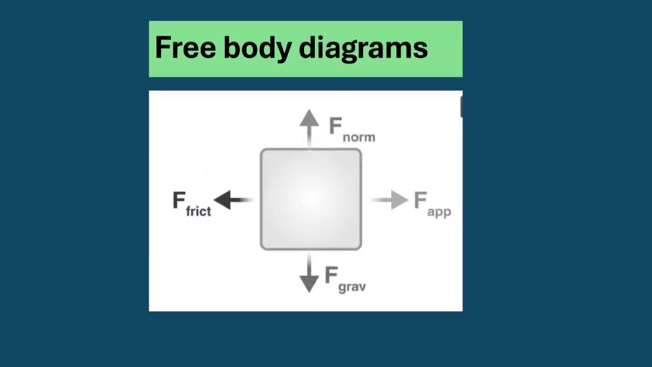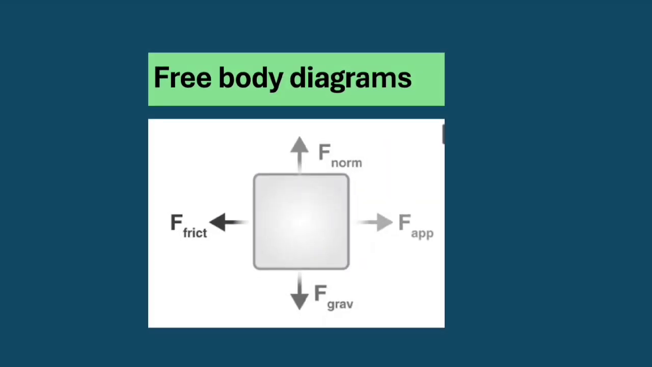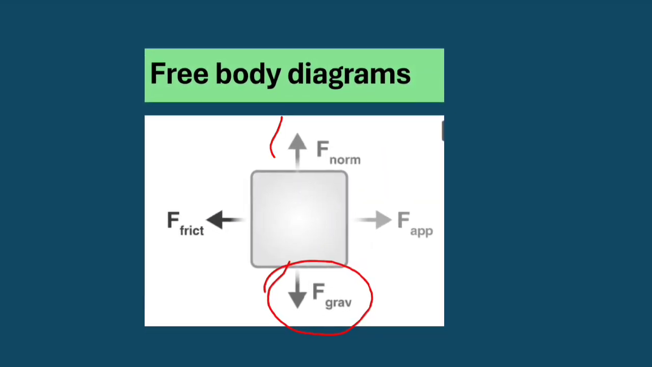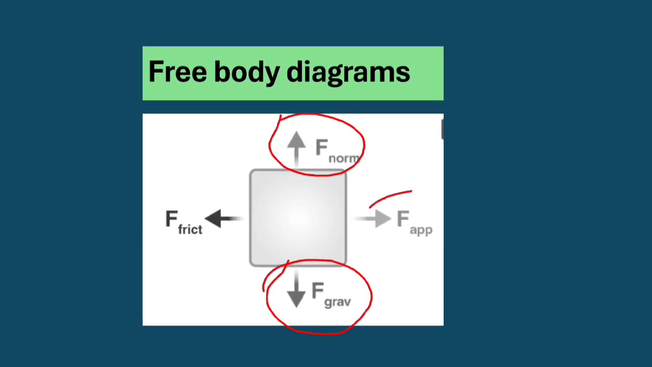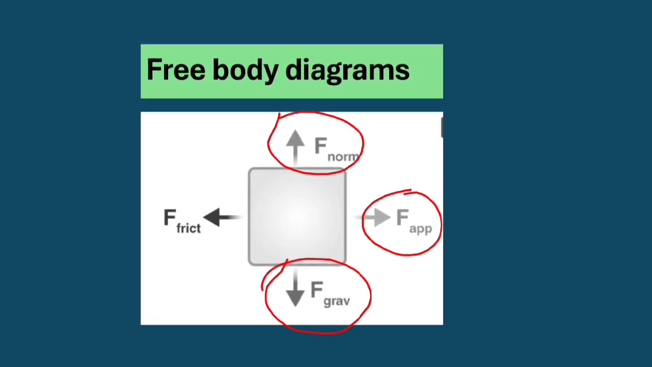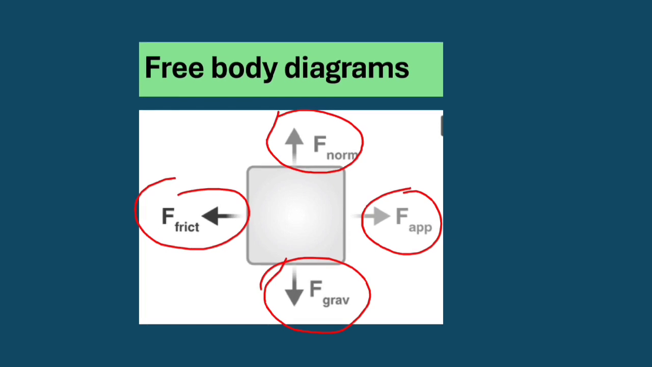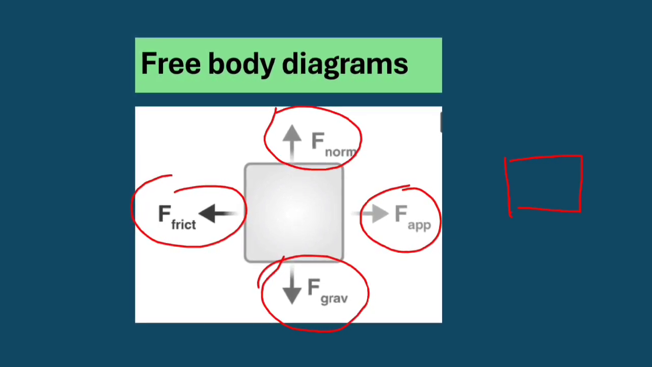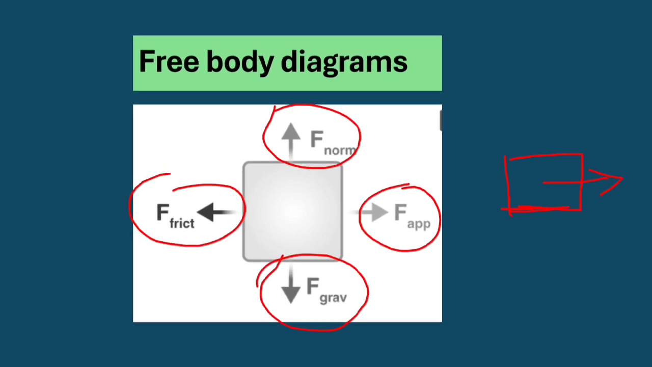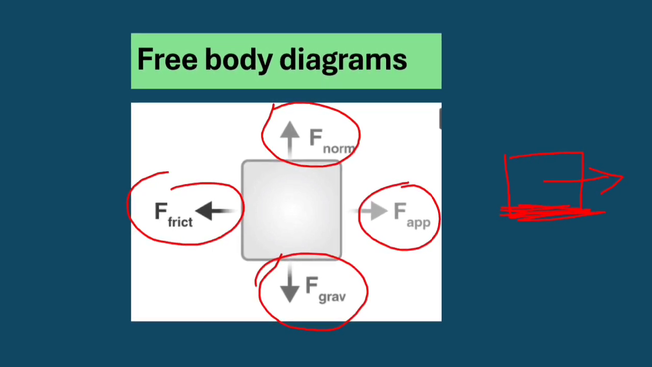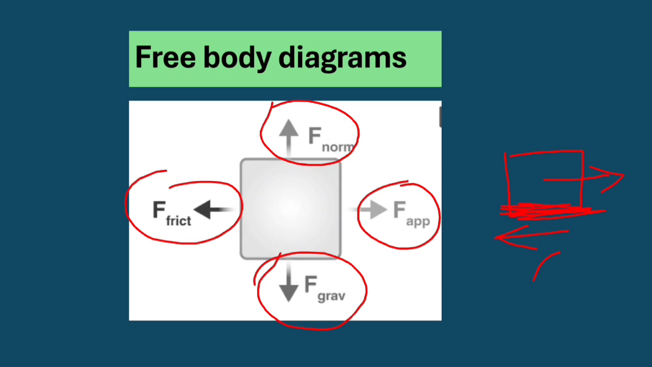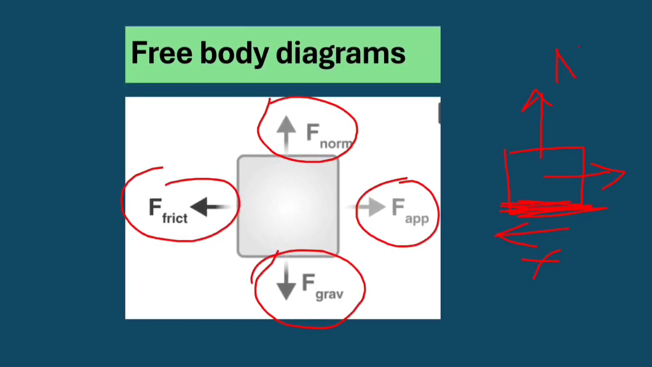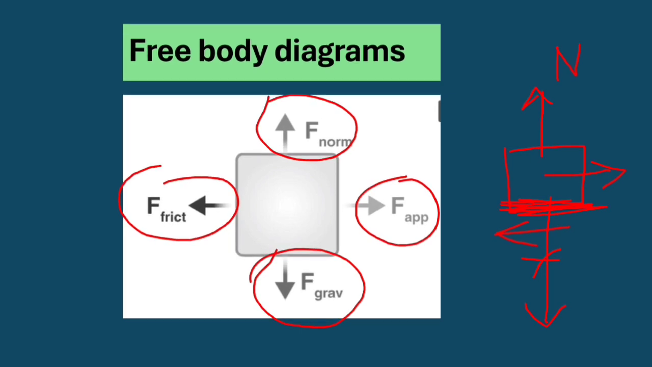The first one is free body diagrams. The downward gravitational force will act, and the upward normal force will act. If the force is applied on the right side, friction will be generated on the left-hand side. If the body is moving to the right, then at the bottom surface, friction will be generated in the left-hand direction. The upward force is the normal force and the downward force is the gravitational force.